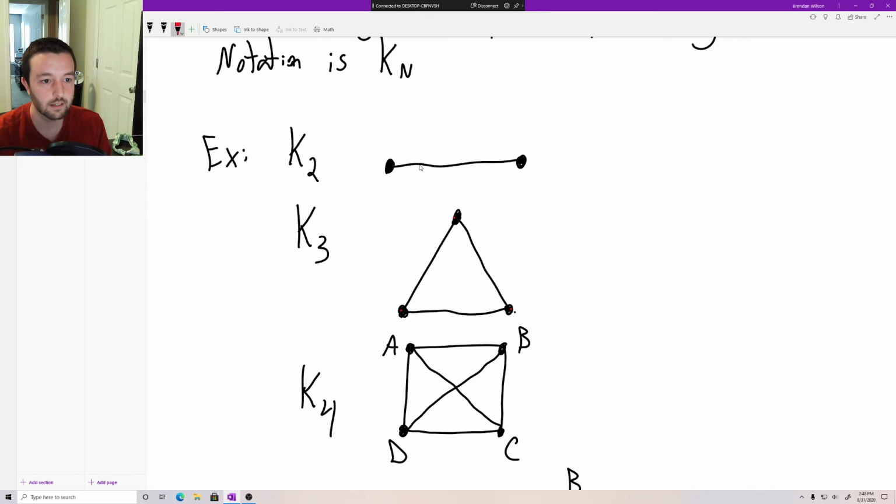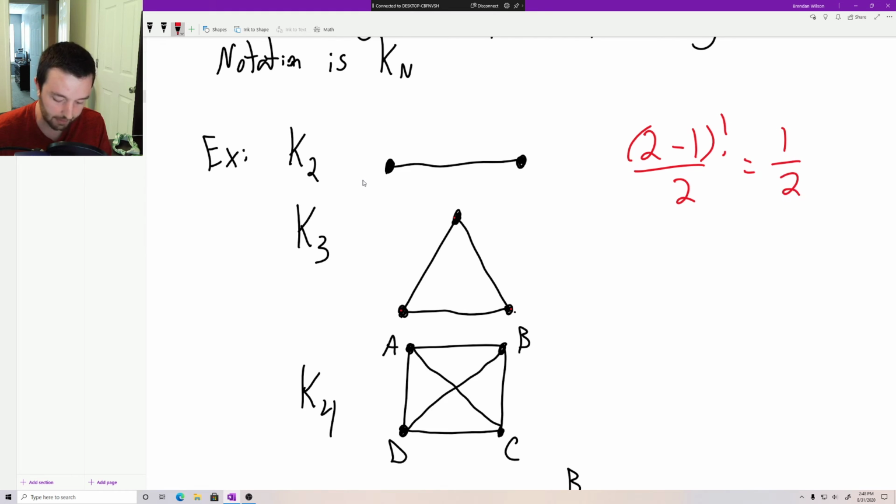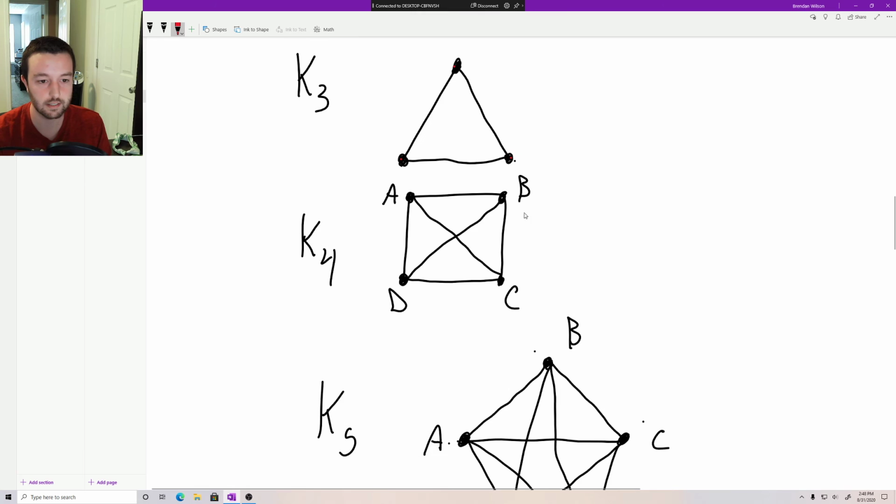Okay. This also kind of explains why there's not one for K2. I mean, it's obvious why there's not one, because once we leave, there's no way to get back. But if we put it into the formula, 2 minus 1 factorial divided by 2 is 1/2. So this tells us there's half of a Hamilton circuit, but that doesn't really make any sense, right? So we either have to conclude the formula is not true, or that K2 just doesn't have any, which is what the case is here.